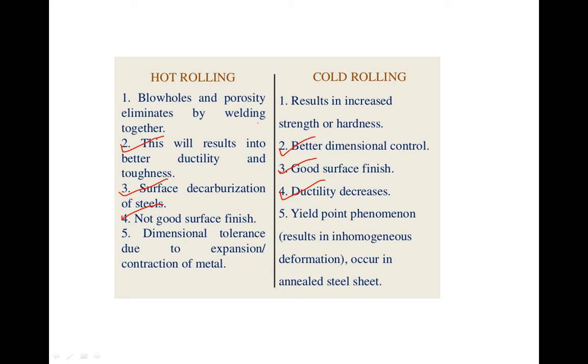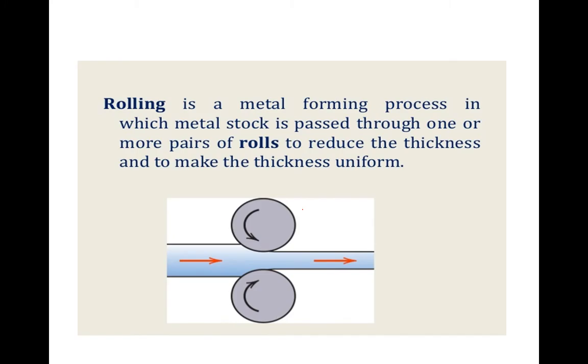So these are the various differences. In hot rolling, less force is required. In cold rolling, more force is required. So more powerful equipment is required in cold rolling, and less powerful equipment is required in hot rolling, similar to hot working and cold working of metals.